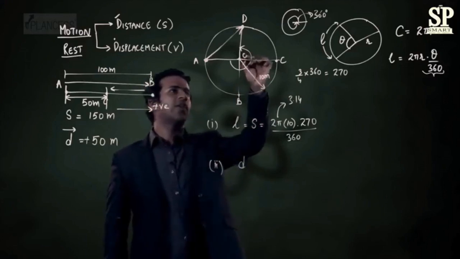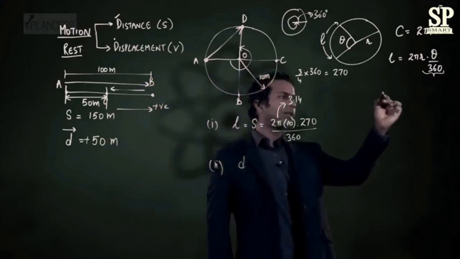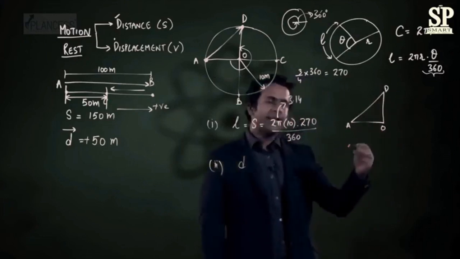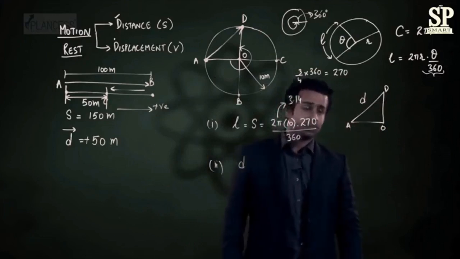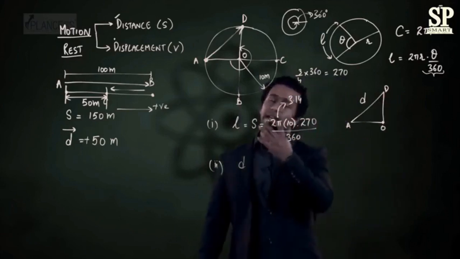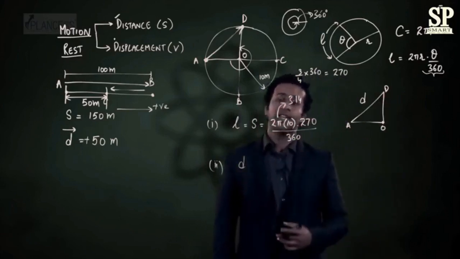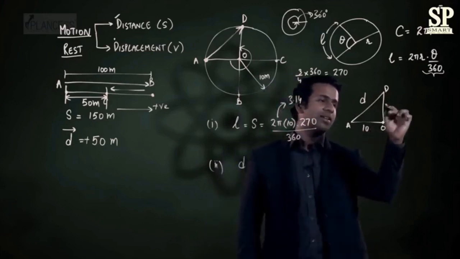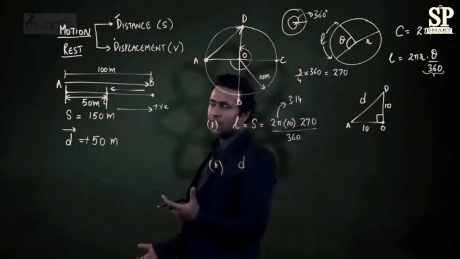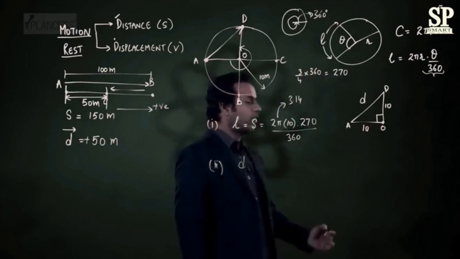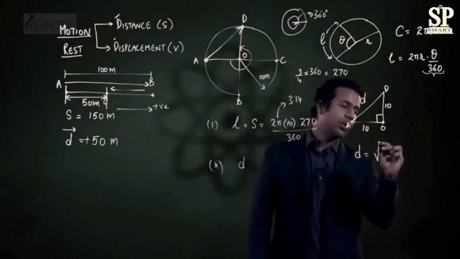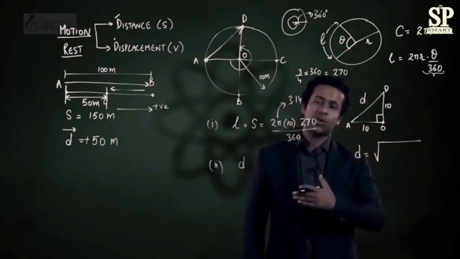So let's focus on the triangle AOD. If you look at this triangle AOD, AD is basically the displacement. Now, you should also notice that AO and OD are nothing but the radius of the circle, and that we know is 10 meters. So this length is 10 and so is this. And this we have already established is a right angle. So clearly the displacement can be found using Pythagoras Theorem, which tells us that the hypotenuse is equal to square root of base square plus the height square.